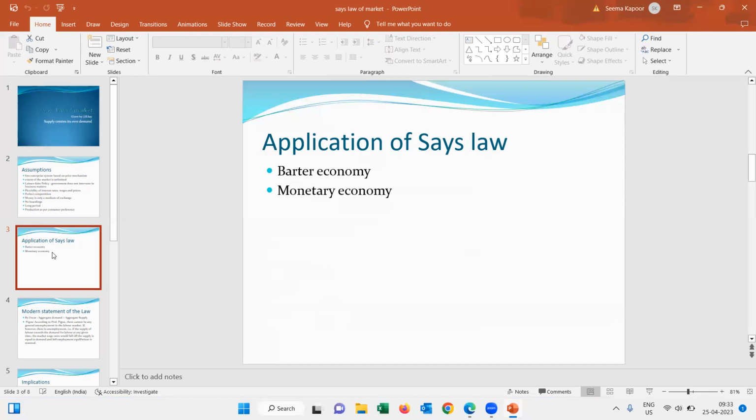Next is monetary economy. Monetary economy means when goods are exchanged for money. Now let's explain it with the help of one example. Suppose there is production of goods and services in the economy worth 100 crores. When production of 100 crore goods and services is there, that means there will be supply of goods and services worth 100 crores. And when the production process continues, there is generation of income also. So there will be income generation worth 100 crores.